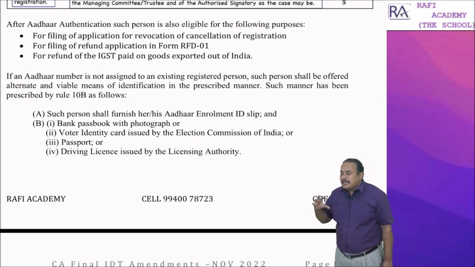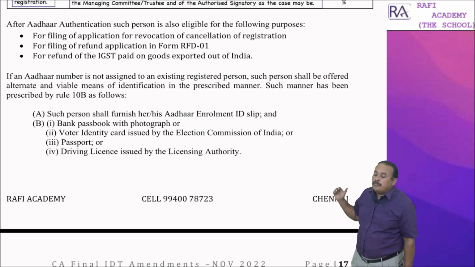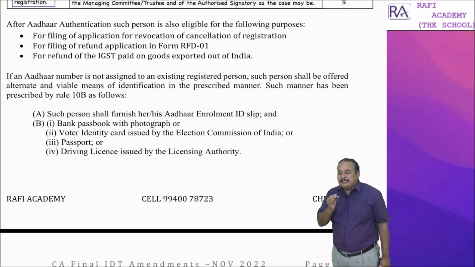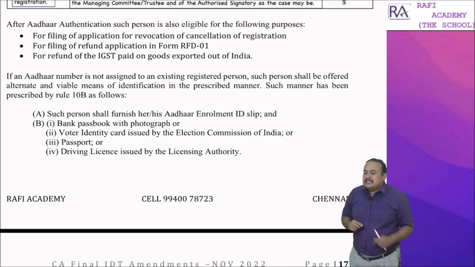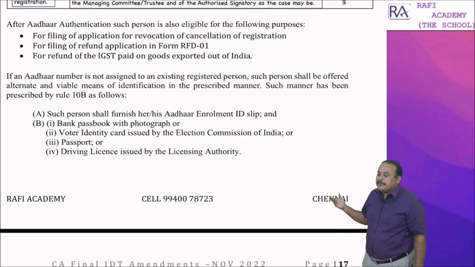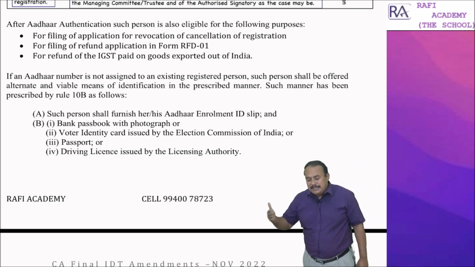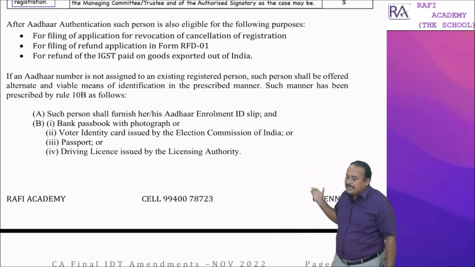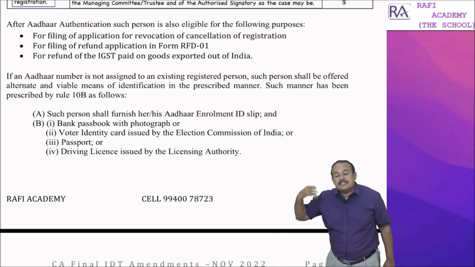If an Aadhaar number is not assigned to an existing registered person, such person shall be offered an alternate and viable means of identification in the prescribed manner. Such manner has been prescribed by Rule 10B as follows: such person shall furnish his or her Aadhaar enrollment ID slip and bank passbook with photograph, or voter identification card issued by the Election Commission of India, or passport, or driving license issued by the licensing authority, as the case may be, along with the Aadhaar enrollment ID to be submitted. That means among these 4 points, anyone along with the Aadhaar enrollment ID, if an Aadhaar number is not allotted for an existing registered person.